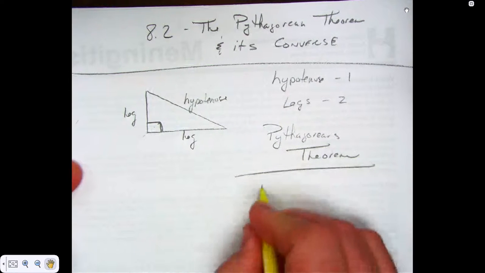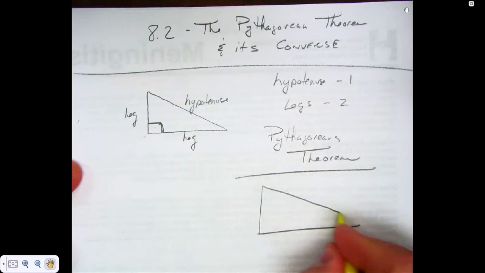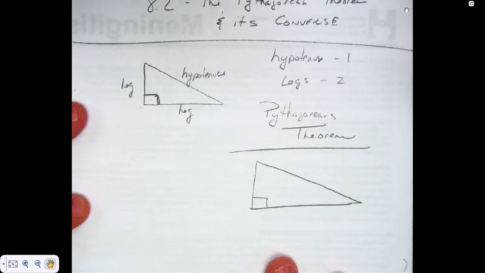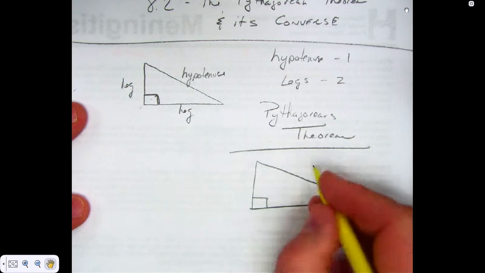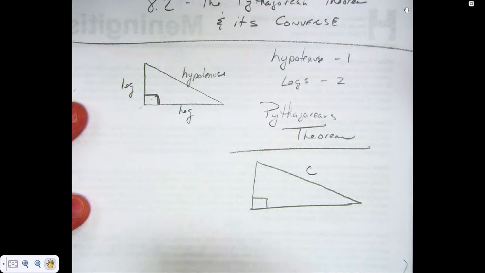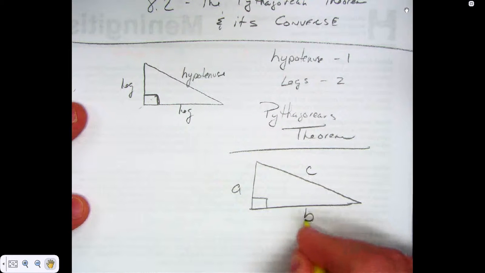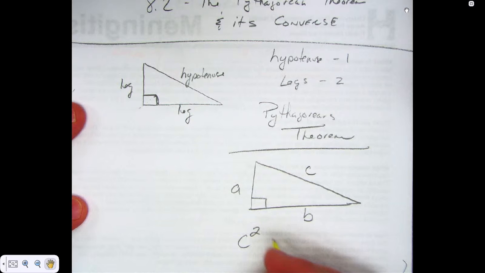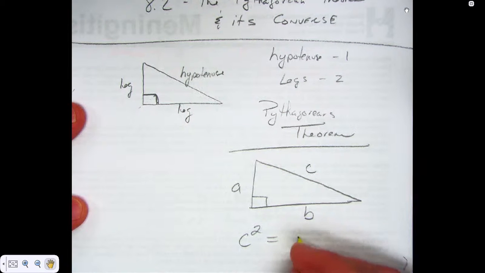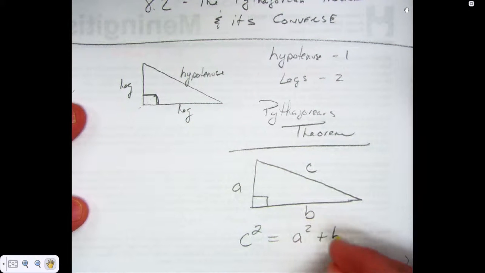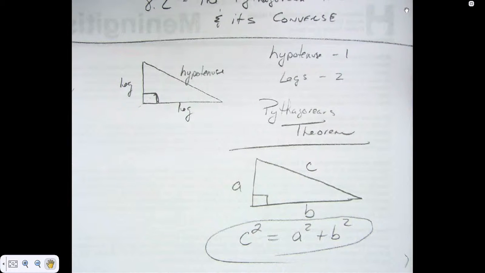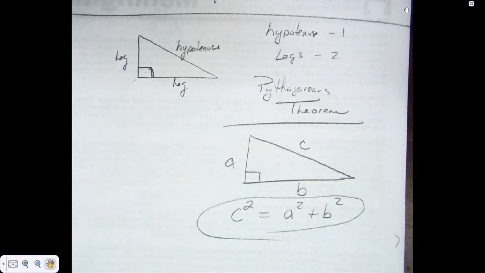Pythagorean's theorem basically says you have a right triangle. The hypotenuse is C, your legs are A and B. The Pythagorean theorem says that the square of the hypotenuse is always equal to the sum of the squares of the legs. That's simple.